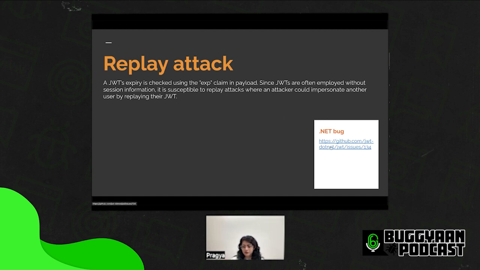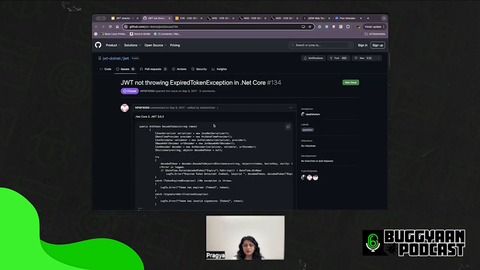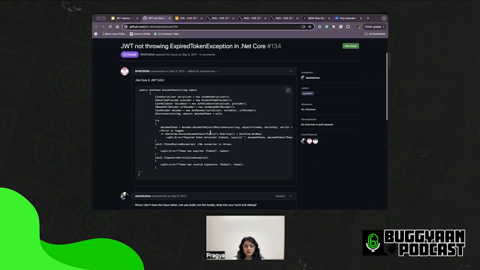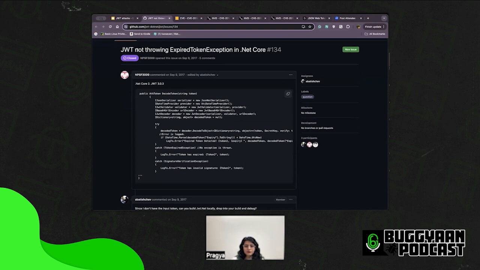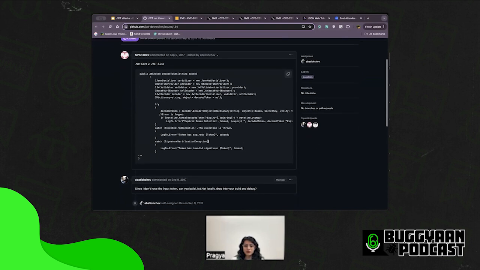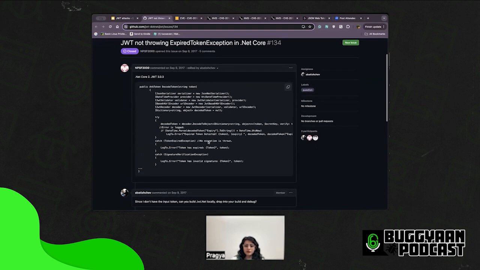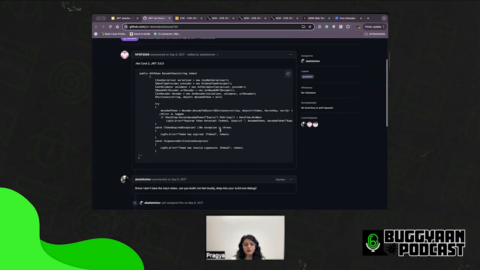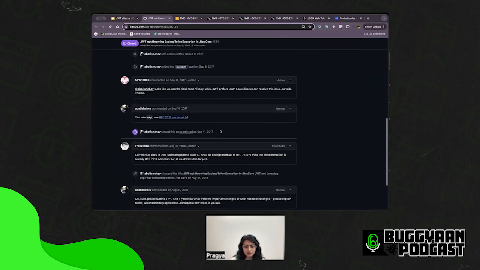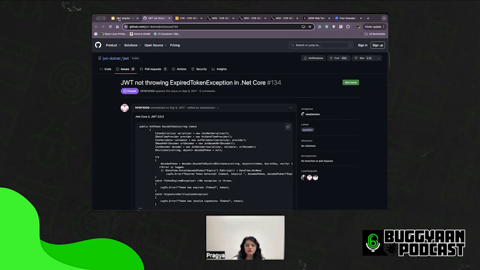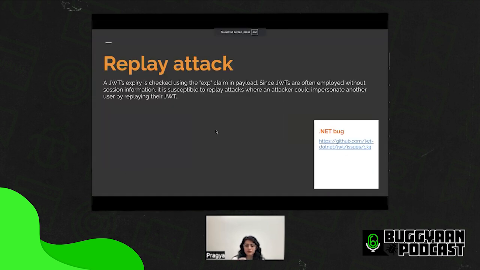There is also an issue associated with it. This bug was there in .NET. It was not throwing an expired token exception in .NET Core. What was happening in .NET was that in the token, the expiry claim was not set, but they were expiring the token using code. But it was not working because the token itself was not expired. That was the issue with .NET. They have fixed it now. So just make sure you're using the right versions of your libraries and tools.